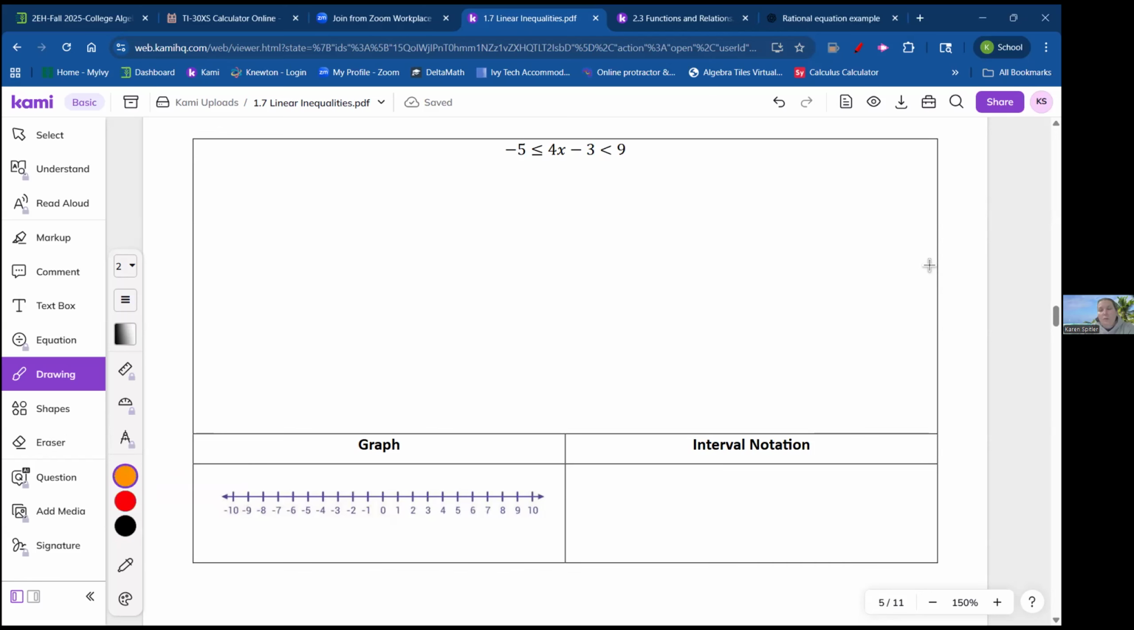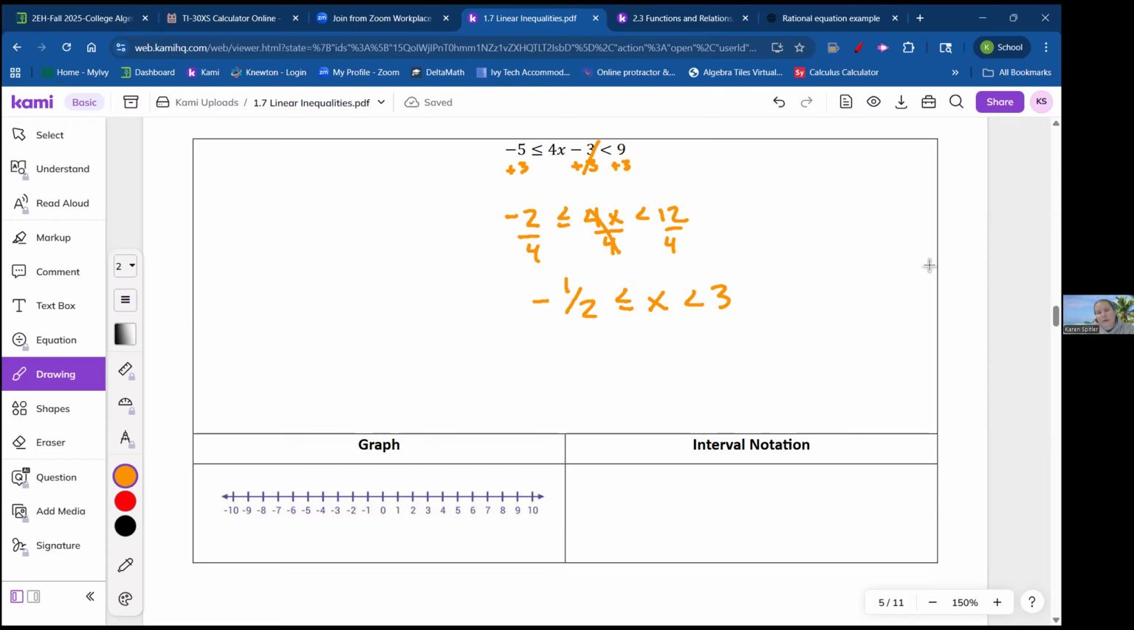Okay. Again, whether you break it into two inequalities or you just leave it alone and let it go, I'm going to leave it alone, let it go. I'm going to add 3. So I've got -2 is less than or equal to 4x, which is less than, oops, 12. And then I'm going to divide by 4 here. And I get -1/2 is less than or equal to x, which is less than 3.